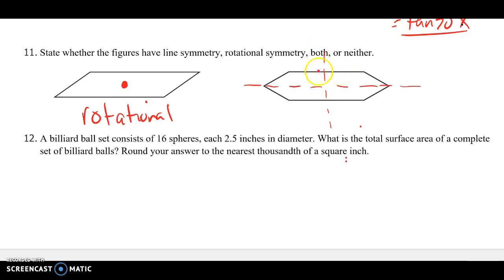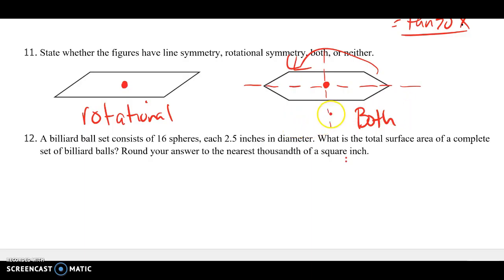This guy has line symmetry. You could fold him over again, and he'd be the same guy. So yeah, he has line symmetry for sure. But this guy also has rotational symmetry. If you drew a point right in the middle and you spun him 180 degrees, he'd turn back into that same guy. So this guy's pretty cool. He's going to have both line symmetry and rotational symmetry. Okay.